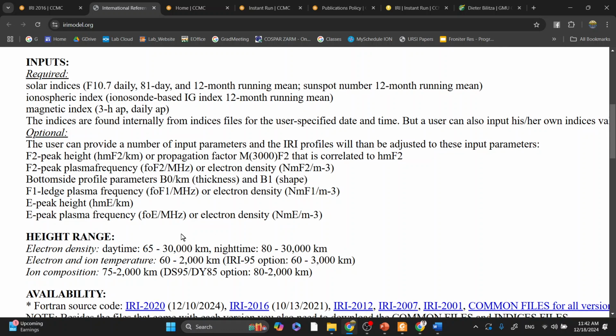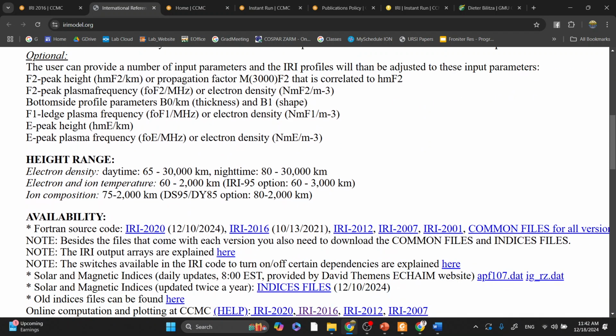Anyway, you can put electron density, or you can set the range, right? Daytime is 65 to 30,000, nighttime 80 to 30,000. Okay, also electron and ion density, temperature, 60 to 2,000 kilometers, ion composition, and so on. So all these have different models.